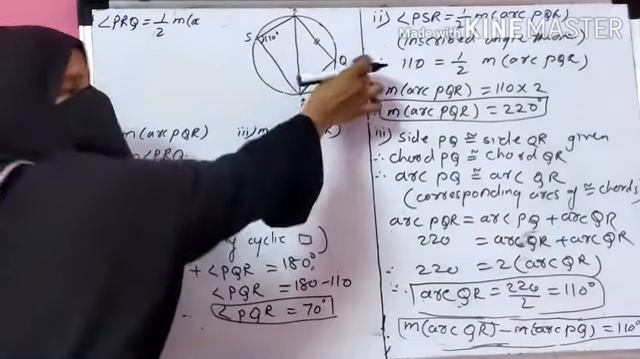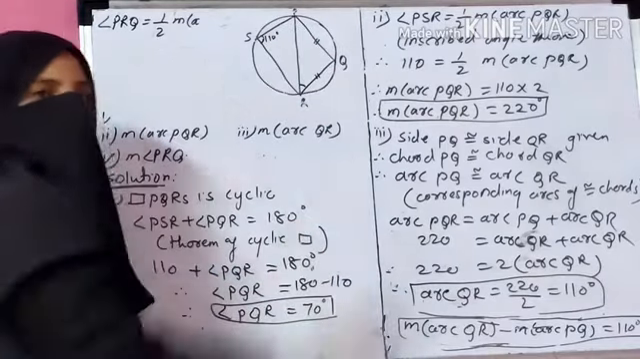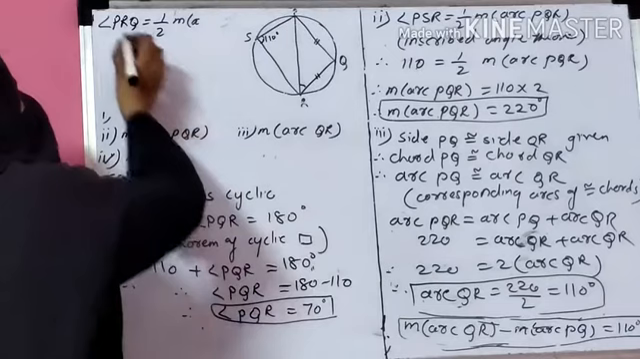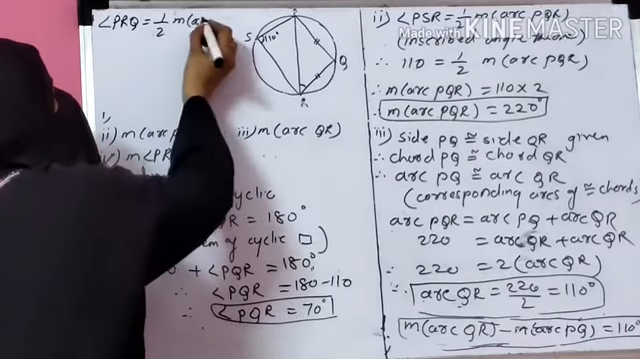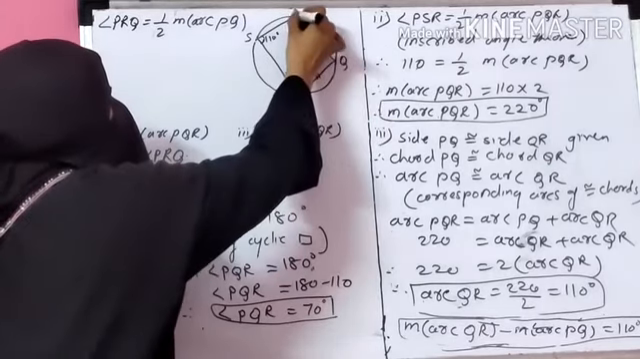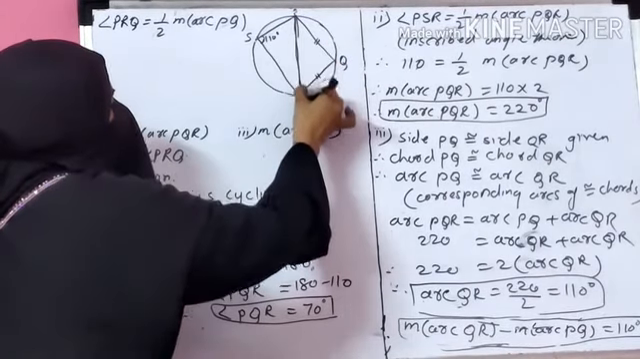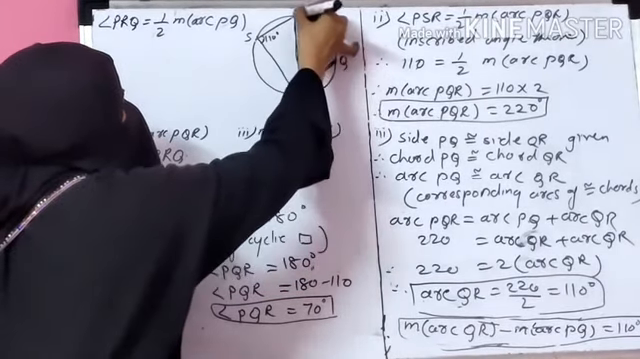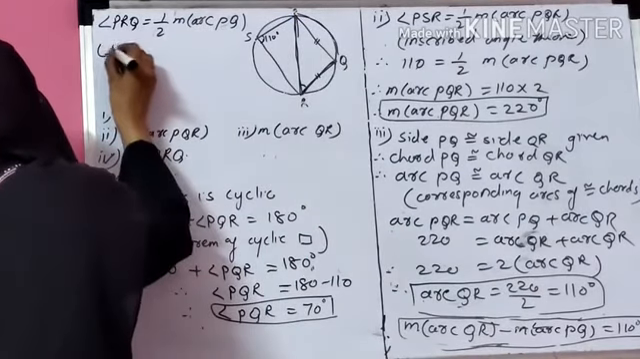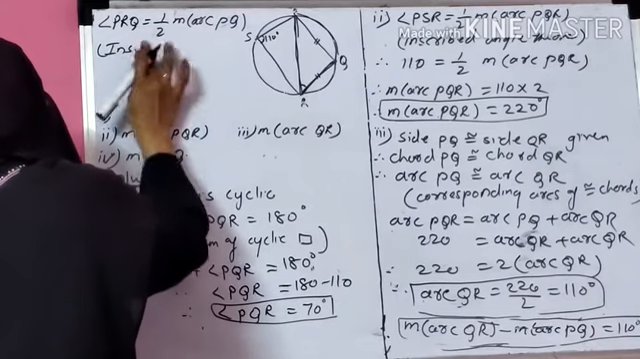Angle PRQ is an inscribed angle. An inscribed angle is half of its intercepted arc. So angle PRQ is half of the measure of arc PQ, because its intercepted arc is PQ. So that means, right here, the inscribed angle theorem.